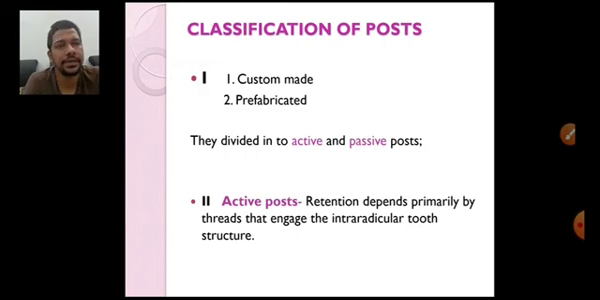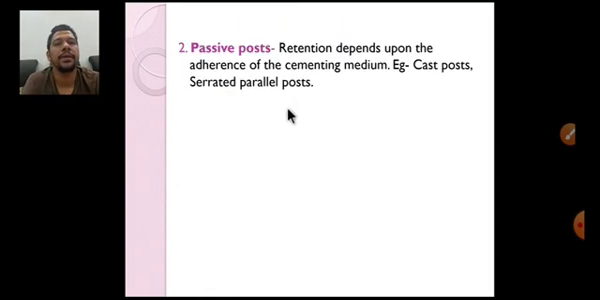Now coming to the classification of post and core: custom made and prefabricated. I explained what is custom made in my first slide. In the second slide, I showed you a picture of prefabricated, and I will explain more in later slides. And one more thing, that is active and passive post. Active post means the retention depends primarily on threads that engage the intra-radicular tooth structure. Passive means retention depends upon the adherence of the cementing medium, that is cast post, serrated parallel post, etc.